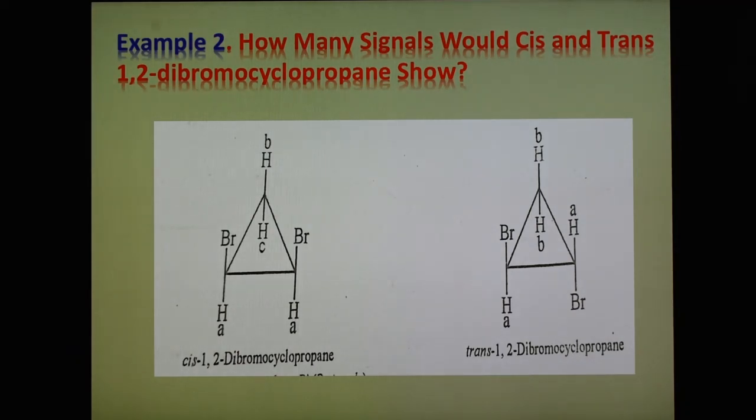Now in compound number 2, how many signals would there be in the cis and trans isomers of 1,2-dibromocyclopropane? The compound can be drawn as cis and trans in this way.